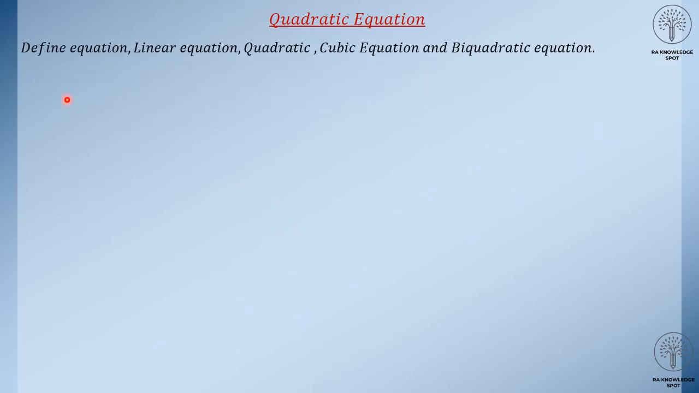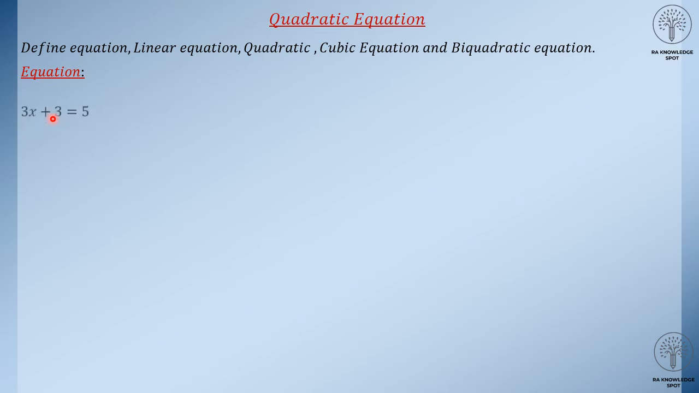And here we have to learn what we actually have to do: equation, linear equation, quadratic, cubic equation and biquadratic. Now dear students, you should know what is an equation. An equation, as the word itself represents, is an algebraic expression in which you have an equal sign. That is simply called an equation. You have seen an equation many times in your mathematics books.